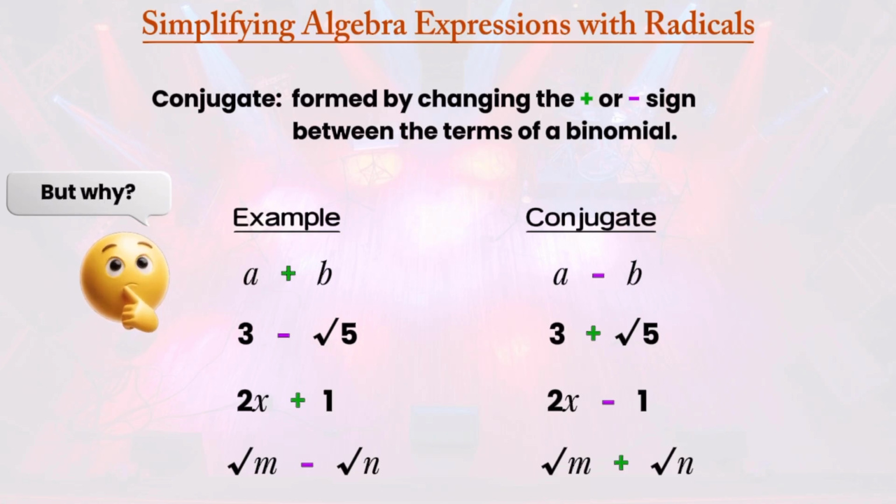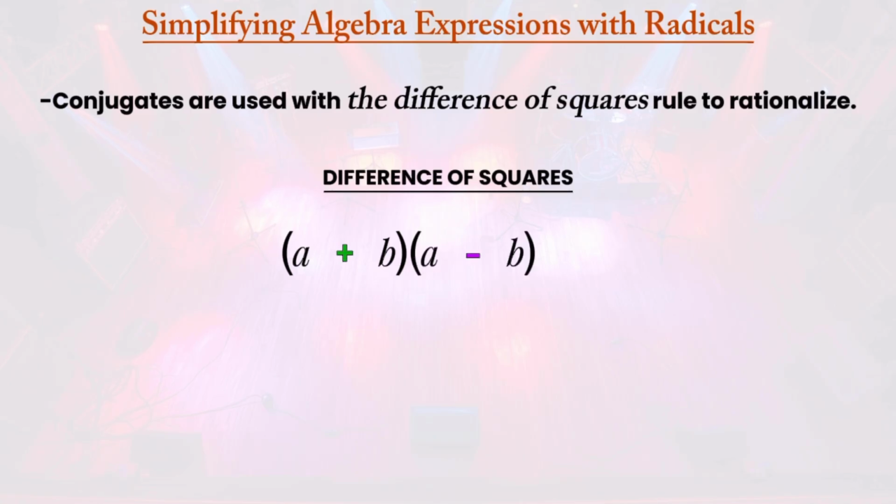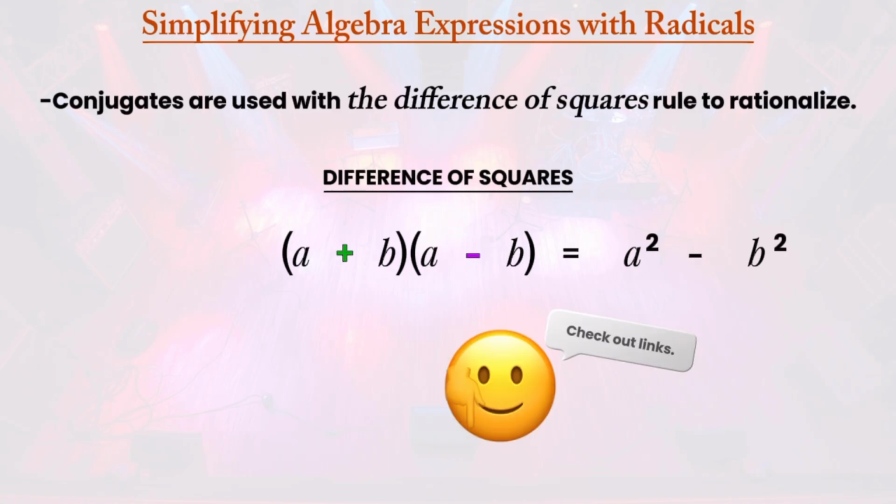Okay, so why does this matter? The whole point of using conjugates is to use the difference of squares rule to rationalize. Here's how that works. The conjugates a plus b times a minus b result in a squared minus b squared. That formula is the difference of squares. If you're not too sure about the difference of squares, links will be posted below.